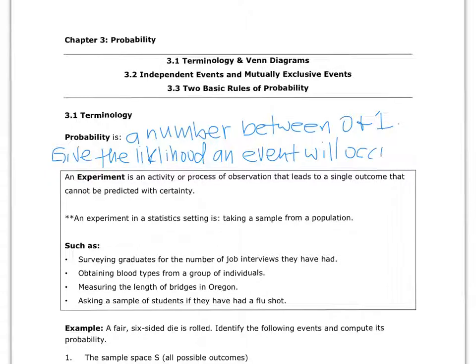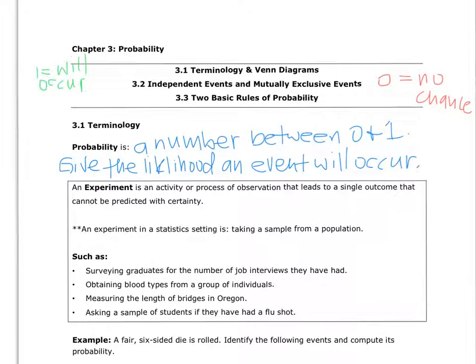If the probability is 0, then there is no chance that it'll occur. So if it's 0, no chance, and a probability of 1 means it will occur with no chance that it won't. So it will occur for sure.